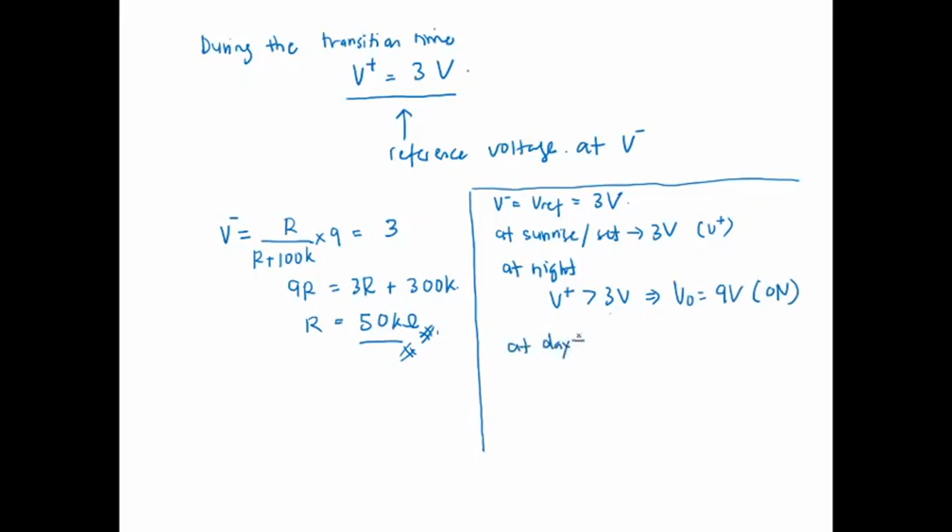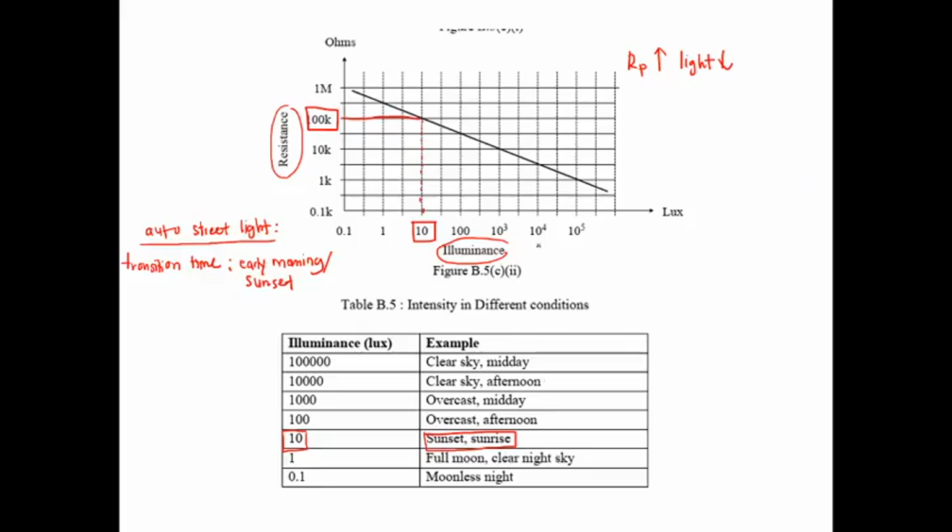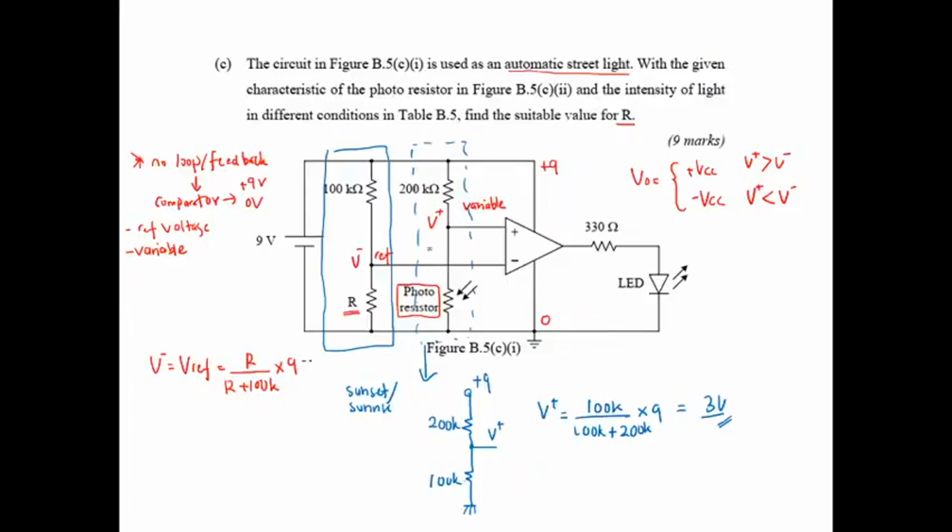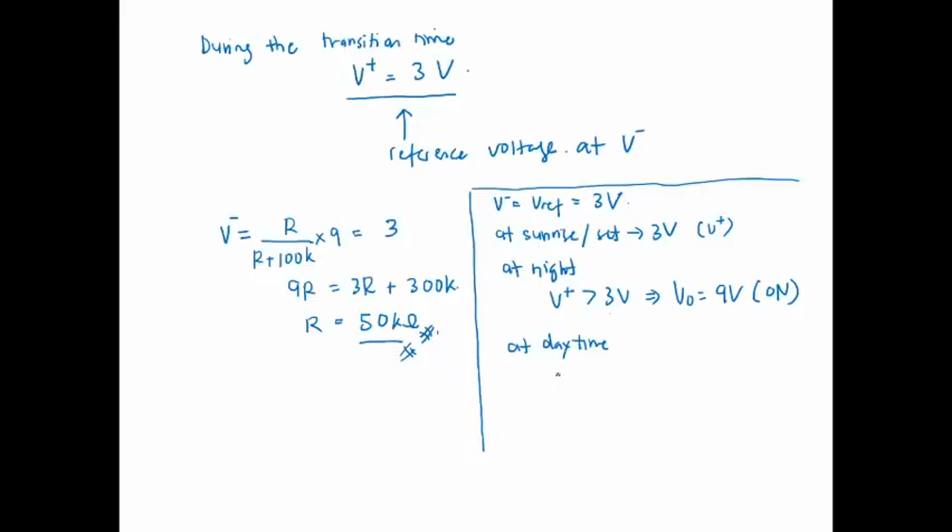At the daytime, the illumination is very high, the resistance here is very low, and then the voltage V plus here becomes lower. So at daytime the V plus is lower than 3 volt. Thus, now V plus is lower than V minus. So V out will give the minus VCC. The minus VCC value is 0 volt. So the light will turn off. Okay, that's it for the analysis for this example.